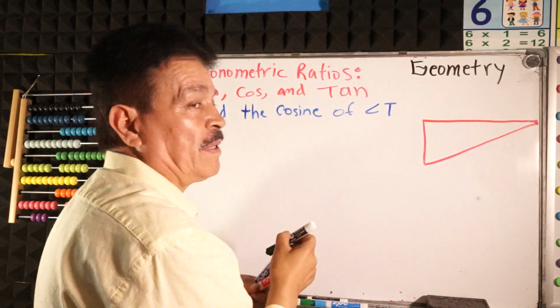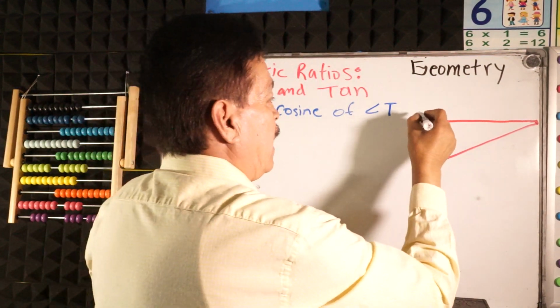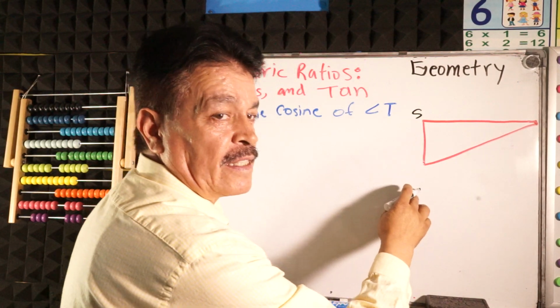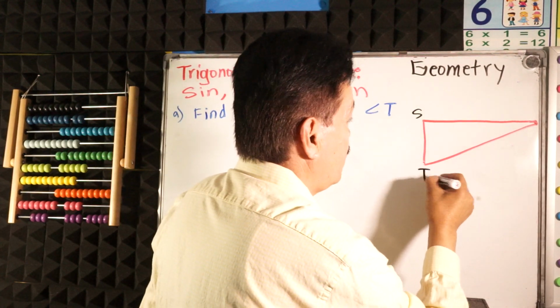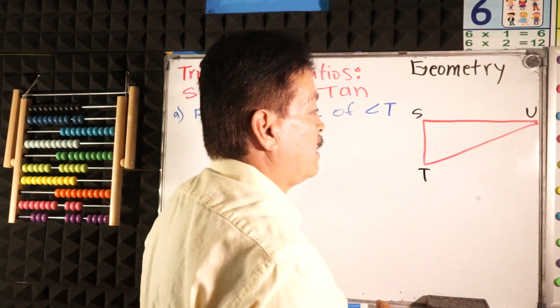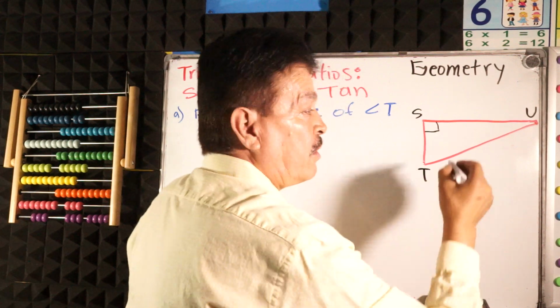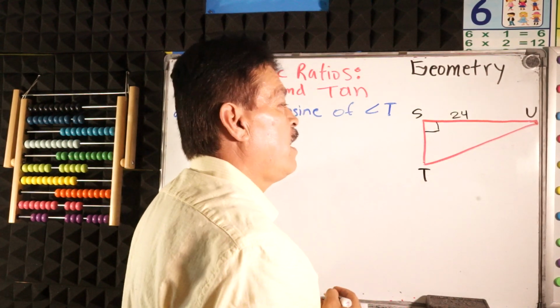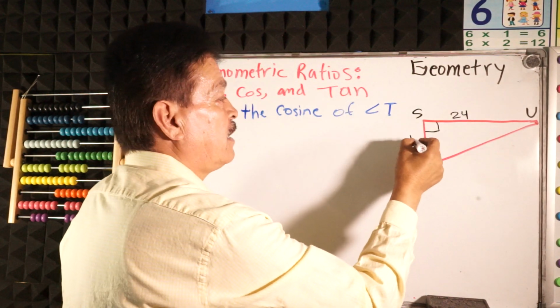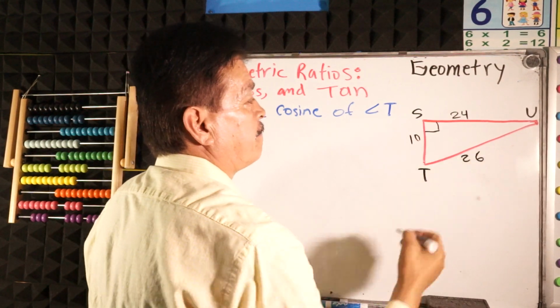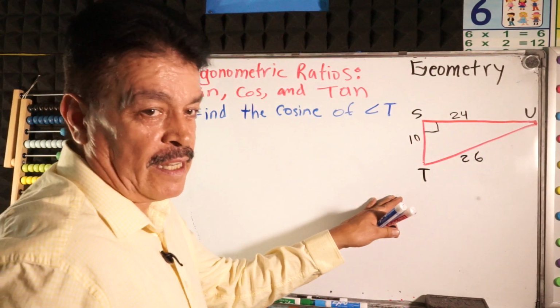Let's give it the values. This is S, this side is T, and this is U. This is the right angle. The sides are 24, 10 and 26. All right, you have all the values there.